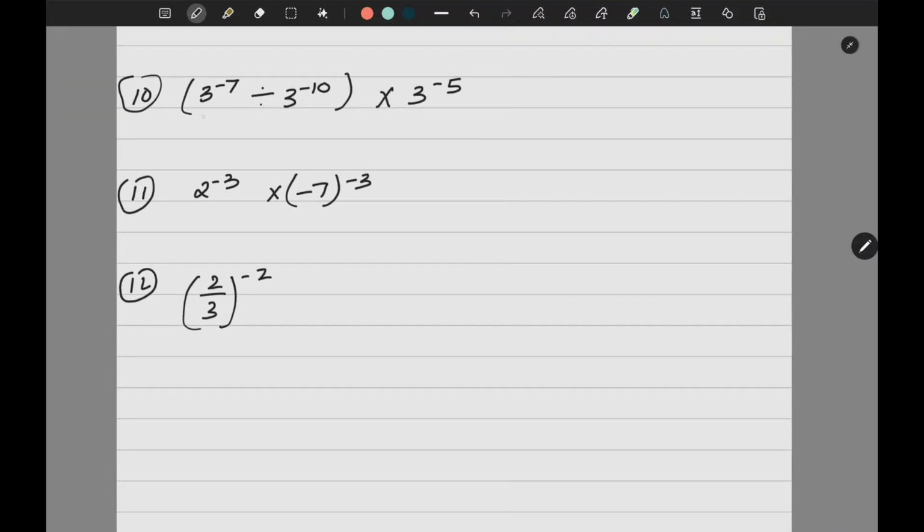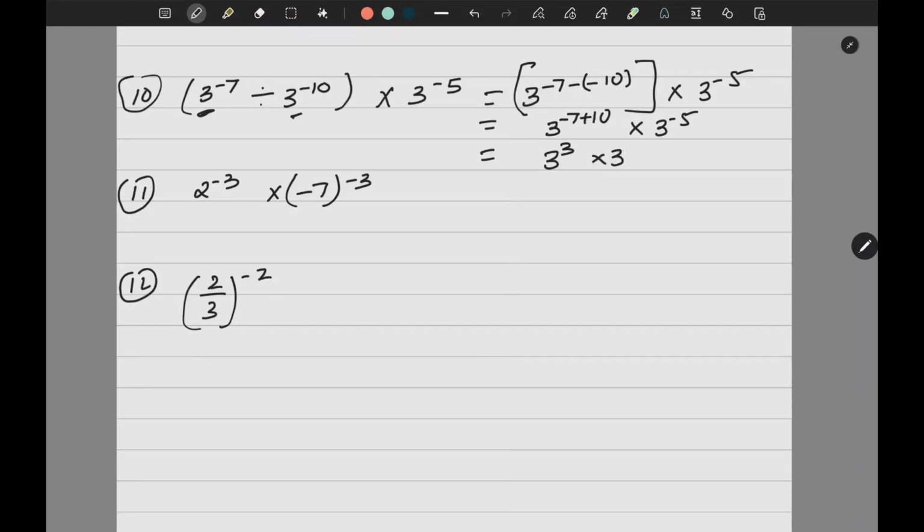Now look at this question. In the bracket, base is same, so it will become 3 to the power minus 7 minus of minus 10, into 3 to the power minus 5. So this will become 3 to the power minus 7 plus 10 into 3 to the power minus 5. This is 3 to the power 3 into 3 to the power minus 5. This is now multiplication, so another law: add the powers. 3 minus 5 is what? 2, but it is minus 2. So 1 upon 3 square, that is 1 upon 9.